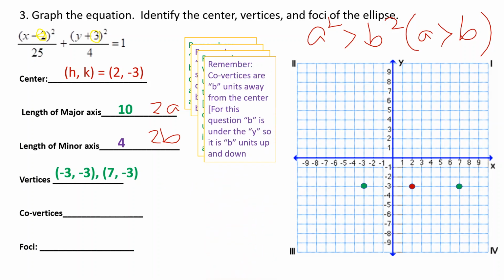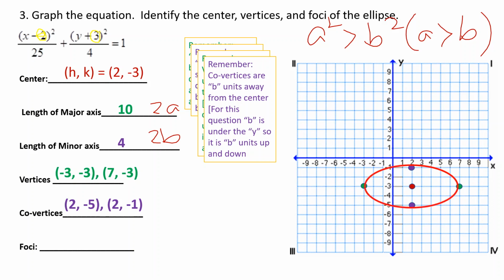The co-vertices are always on the minor axis, and b in this case is under the y, so we're going to count from the center b units up and b units down to put the co-vertices. Since b is 2, I'm going to count 2 units up and 2 units down. So one co-vertex is going to be here, and another co-vertex is going to be here. So let's put them on the graph.